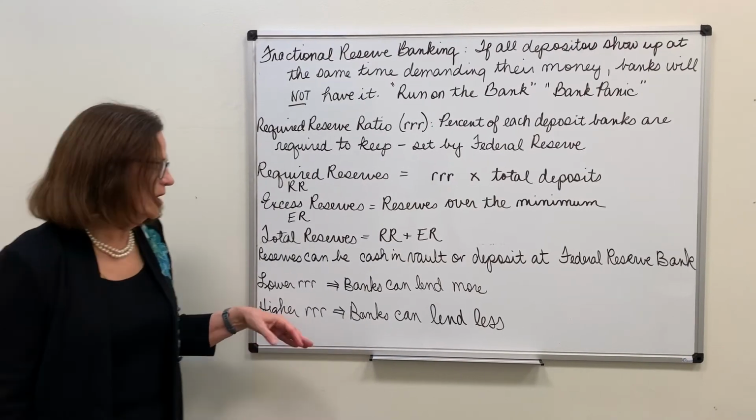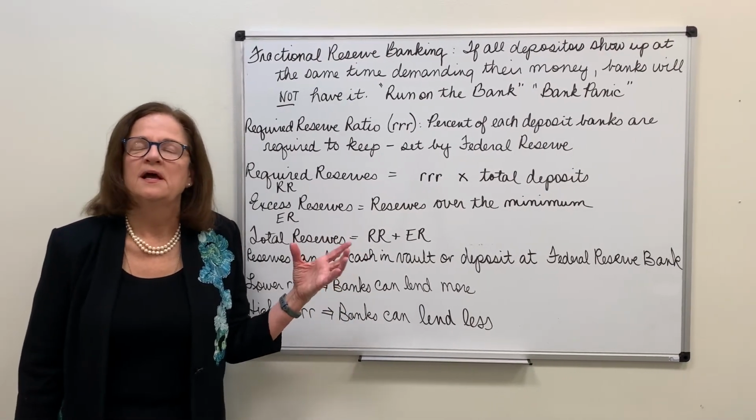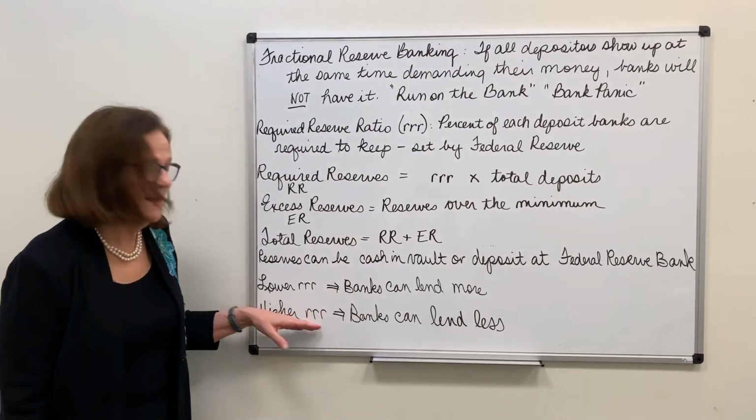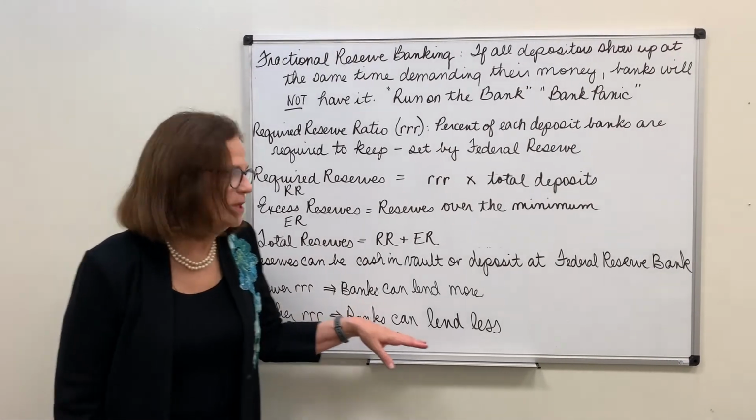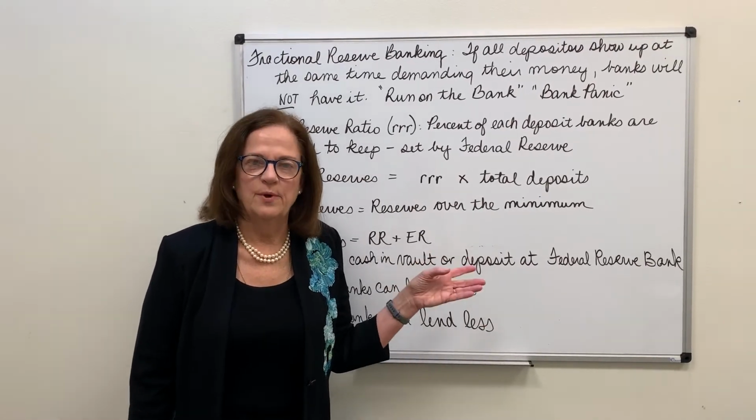A higher required reserve ratio means that banks are only going to be able to lend a smaller amount. Banks don't like this. Banks want to make as many loans as possible because that's where they generate income.